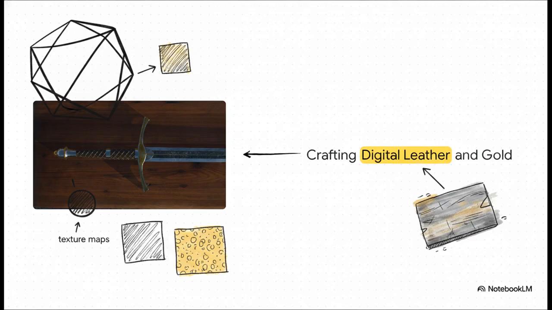Same thing for the leather. It's got this bumpiness, a porous texture that catches the light totally differently than the metal does. In the 3D world, we achieve this through something called texture mapping. Essentially, artists wrap these highly detailed digital images around our wireframe skeleton, and that tells the computer exactly how rough, metallic, or colorful every single pixel is supposed to be.